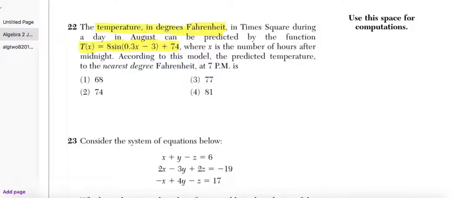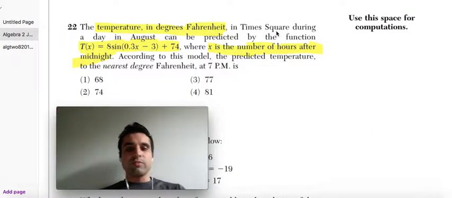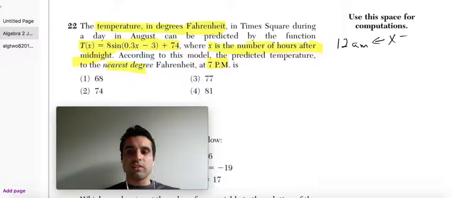T of x is the temperature in degrees Fahrenheit, and x is the number of hours after midnight. So we got to be careful about that. X is the number of hours after 12 a.m. According to this model, the predicted temperature to the nearest degree Fahrenheit at 7 p.m. is... what we got to be careful of is we don't just substitute 7 for x, because it's after midnight. What we got to watch out for is 12 a.m. is midnight, right? That's when x equals 0. That's the starting time. If we go to 7 a.m., that's 7 hours.